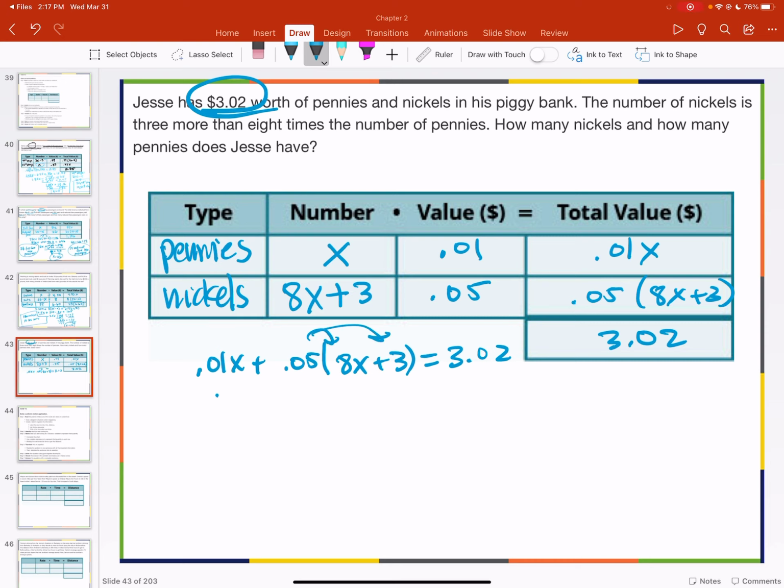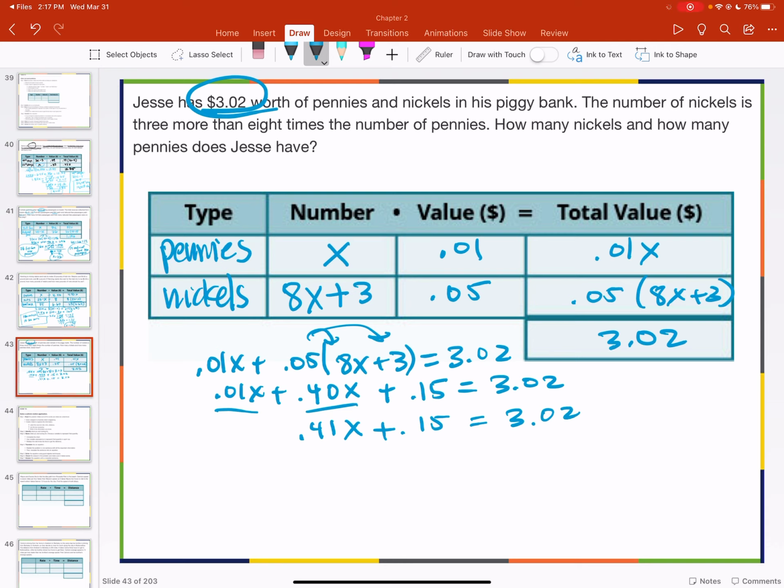Distribution property, 0.01x plus 0.40x plus 15 cents is equal to 3.02. Combine like terms, people: 0.41x plus 0.15 is equal to $3.02, or 302 hundredths, right? So minus 15 hundredths from both sides. We get 0.41, or 41 hundredths, x is equal to, and then 302 minus 0.15 is 287.